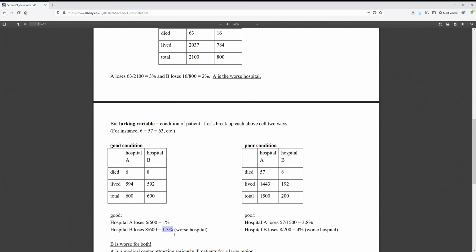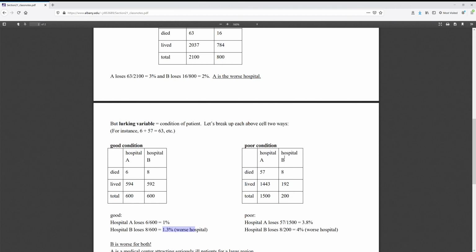For patients in good condition, Hospital B is the worst hospital. Hospital B has a higher percentage of patients in good condition dying. So if you're in good condition and you undergo surgery, Hospital B is where you have a smaller chance of coming out alive, a bigger chance of dying. So say again, 1.3% of patients who are in good condition die after surgery in Hospital B. Only 1% of patients who are in good condition die after surgery in Hospital A. Hospital B is the worst hospital for patients in good condition.